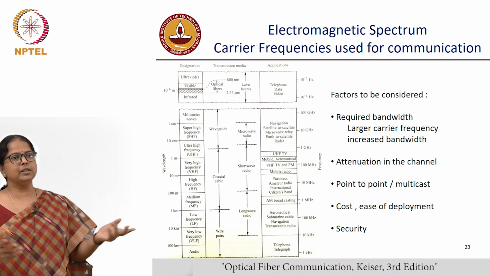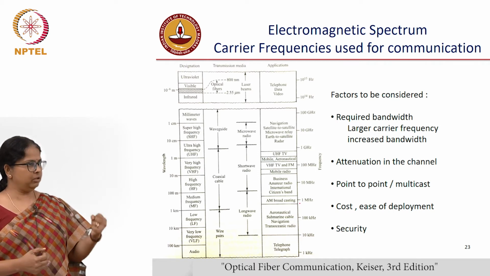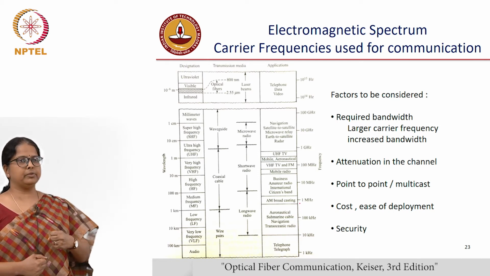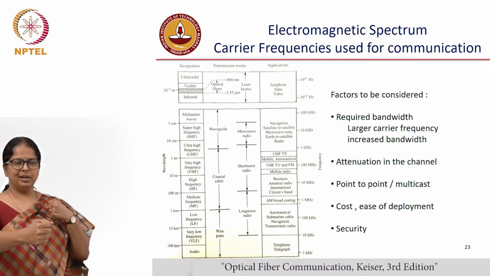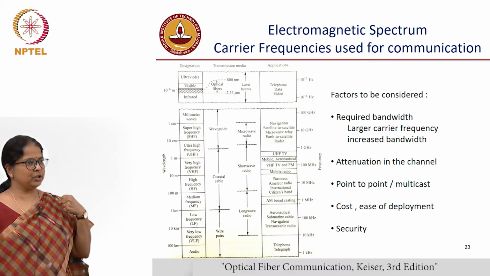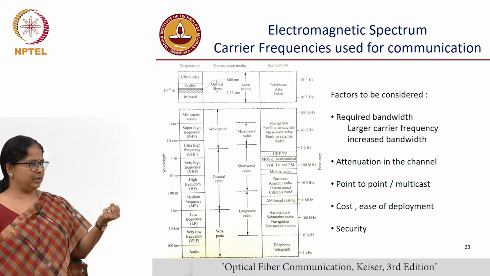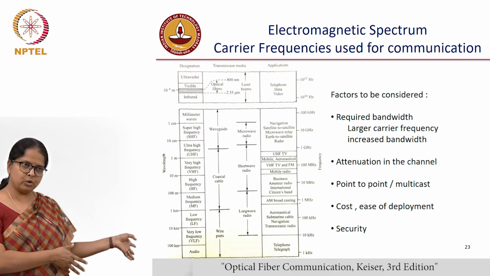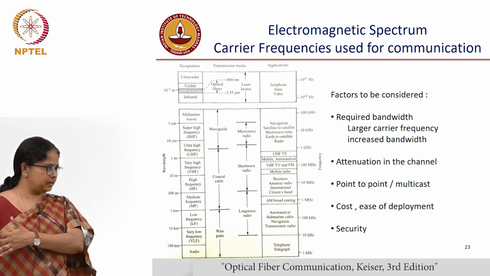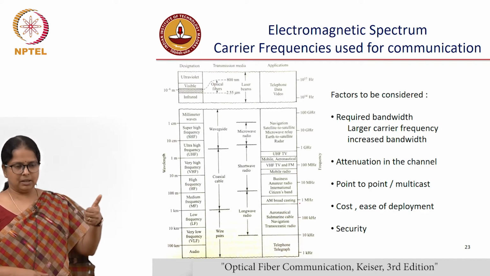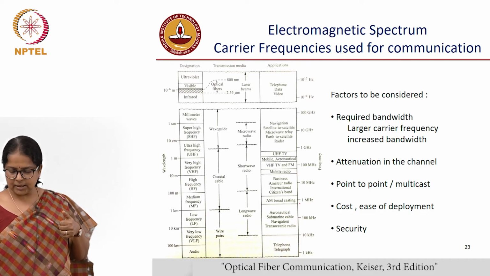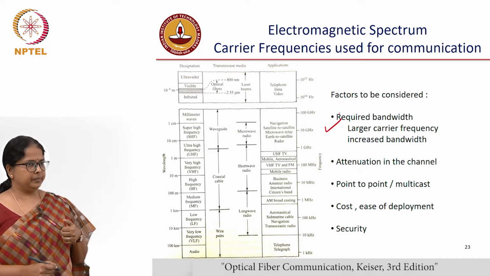So what are the factors to be considered when you are saying, okay, I want to communicate, my objective is to communicate from point A to point B? What are the factors that I should consider to decide my carrier frequency? Depending on the carrier frequency you are choosing, you need to have an appropriate source, you need to have an appropriate detector. So, the first factor to be considered is what is the bandwidth that you need to transmit.